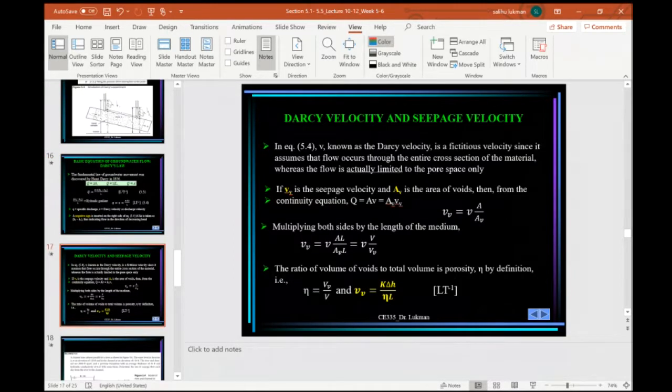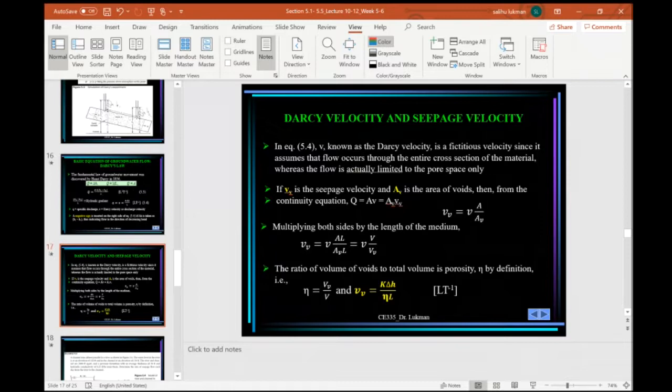Darcy velocity and seepage velocity. We mentioned that small q or v is called Darcy velocity, but that is different from the seepage velocity. V, the Darcy velocity, is a fictitious velocity since it assumes that the flow occurs through the entire cross section of the material, whereas the flow is actually limited to pore space only.